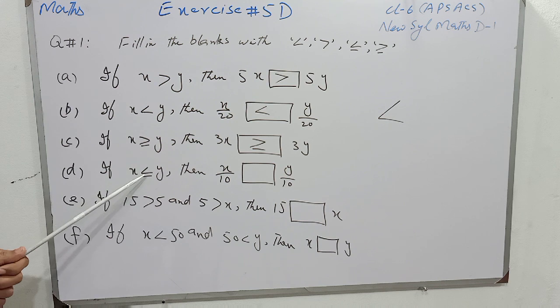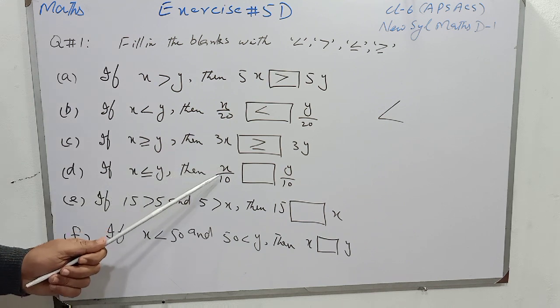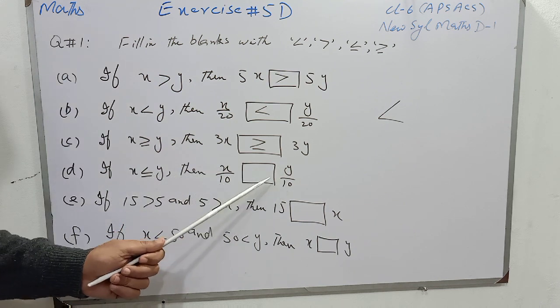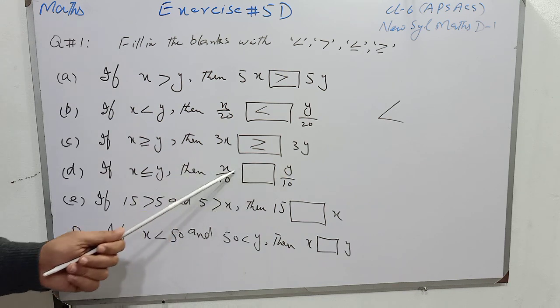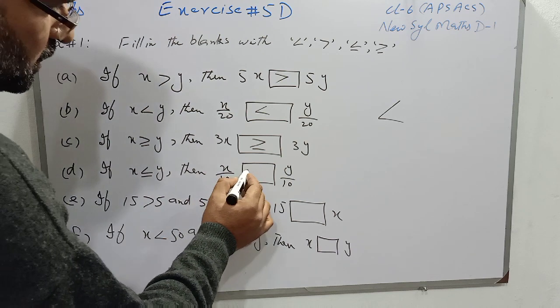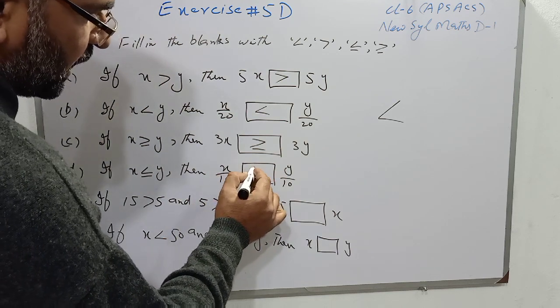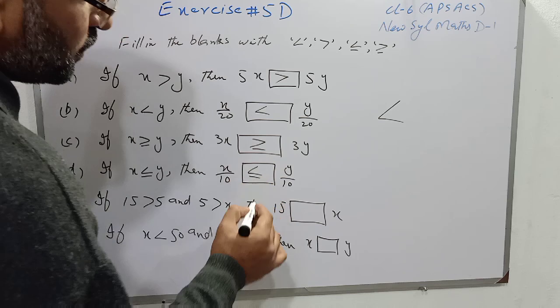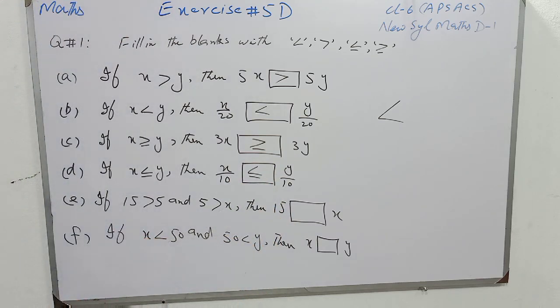And part D, if x is less than or equal to y, then x over 10 and y over 10, students, again we are dividing both sides with a positive number, so the direction of the sign will not be changed. So it is written as x over 10 will be less than or equal to y over 10.